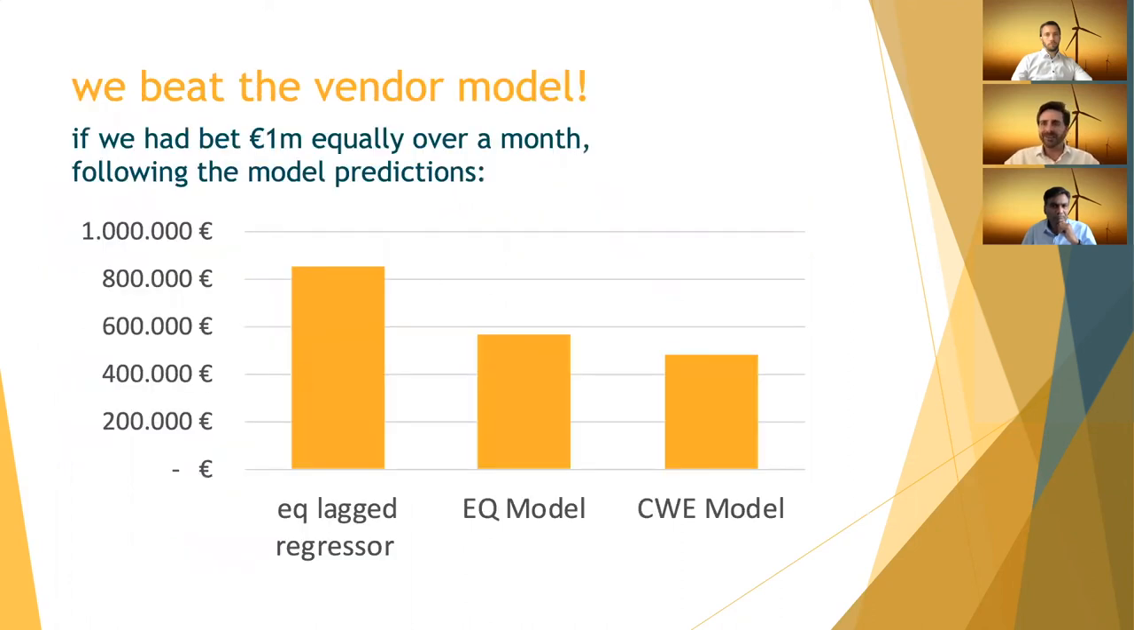But following the aforementioned profit and loss calculations, here are the results. And so if you would have invested a hypothetical 1 million over a month, then our EQ lag regressor would have brought you 854K of euros of income. The EQ model, the next runner up, which is a vendor model, so a real live model, 570K. And the CWE model trails third with 482K. So basically we used the model to beat the model, and we won on our original metric as well as in absolute terms, but it was all on our terms and conditions.